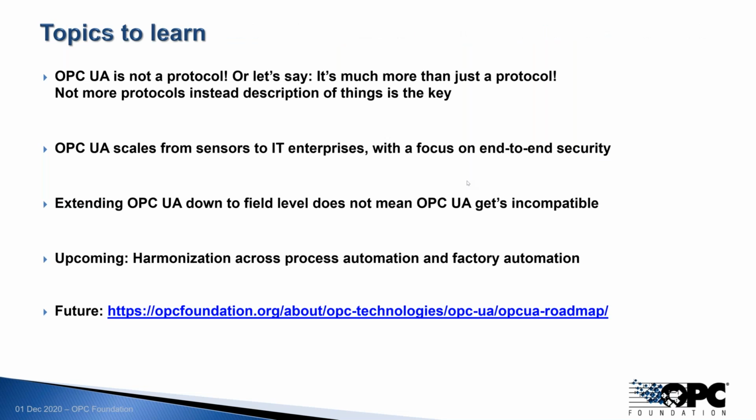Before we start here, I just want to make sure that everybody has a basic understanding that OPC UA is not a protocol, or let's say it in a different way, it's much more than just a protocol, because it is exactly to standardize data and interfaces and then exchange these data on different protocols like TCP and UDP and MQTT and so on, from sensor to cloud and back. Second, OPC UA scales from sensor to cloud and back with built-in by design end-to-end security.